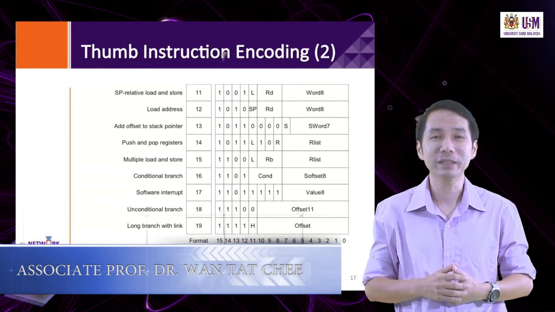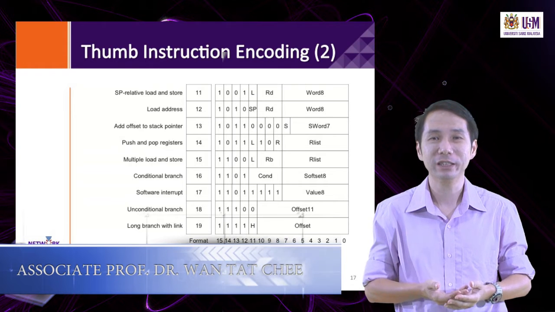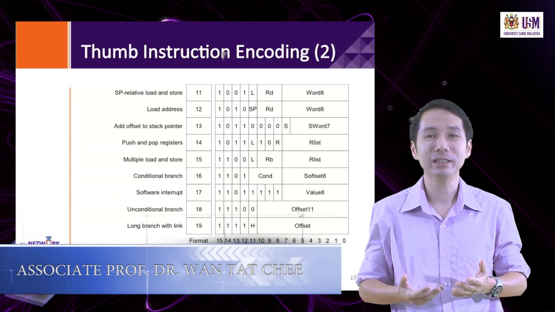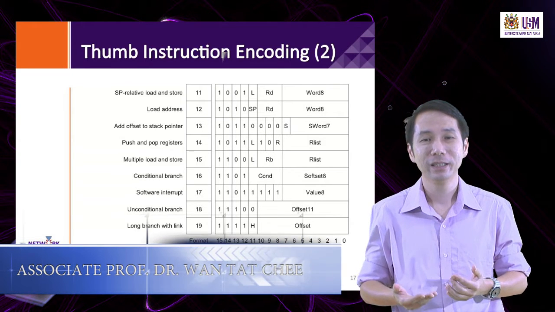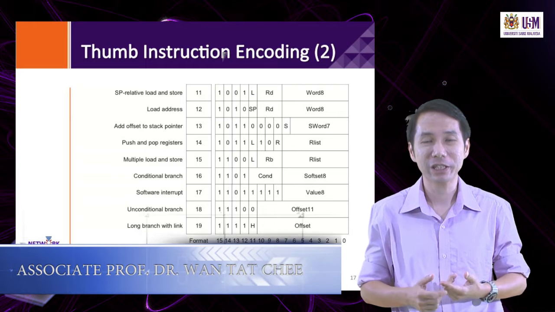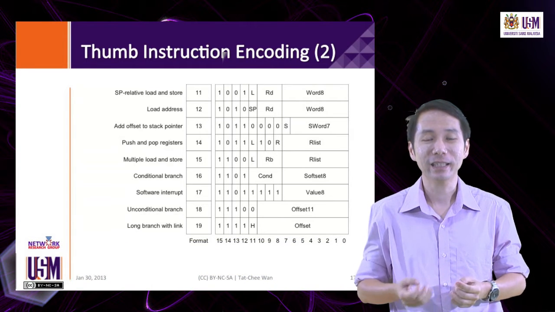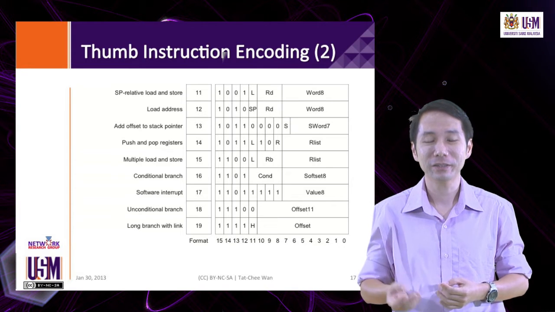Since we have thumb state and ARM state, what do we do when we want to switch between them? This is called interworking. Now, interworking allows the switching of processor state from ARM to thumb or thumb to ARM. Now, this is accomplished using the branch and exchange instruction, or otherwise known as BX. The target address is given in the register or the offset that we use.